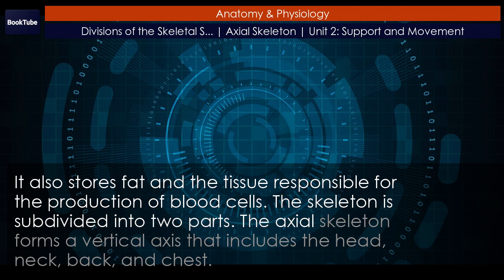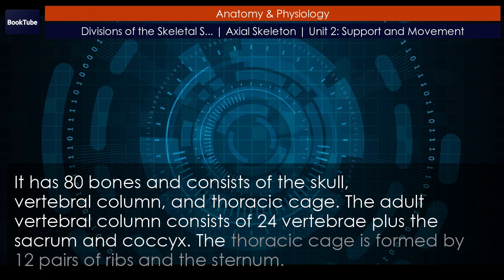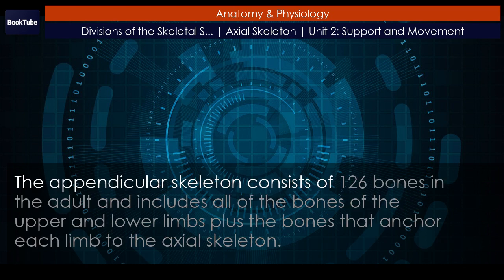The axial skeleton forms a vertical axis that includes the head, neck, back, and chest. It has 80 bones and consists of the skull, vertebral column, and thoracic cage. The adult vertebral column consists of 24 vertebrae plus the sacrum and coccyx. The thoracic cage is formed by 12 pairs of ribs and the sternum. The appendicular skeleton consists of 126 bones in the adult and includes all of the bones of the upper and lower limbs plus the bones that anchor each limb to the axial skeleton.